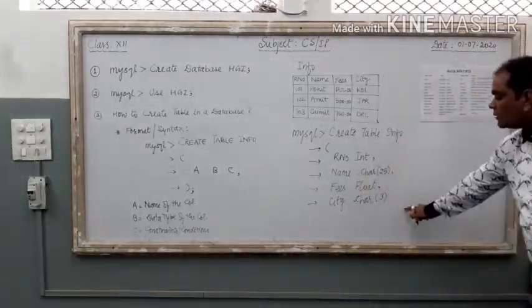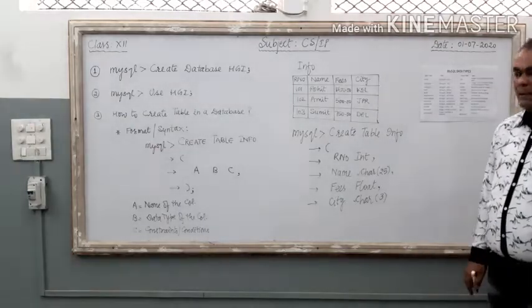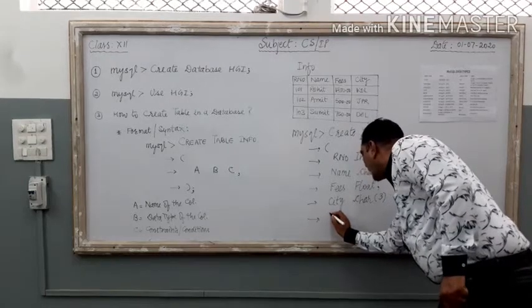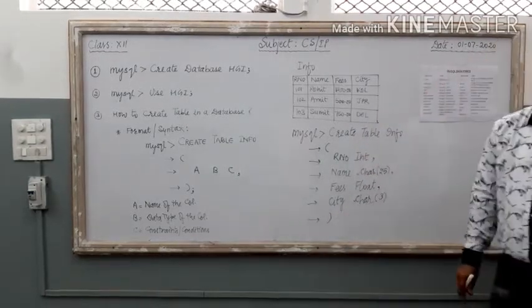So all these 4 columns have been created in this table. Now my task is over. At the last, in the next line, I am going to close the small bracket.